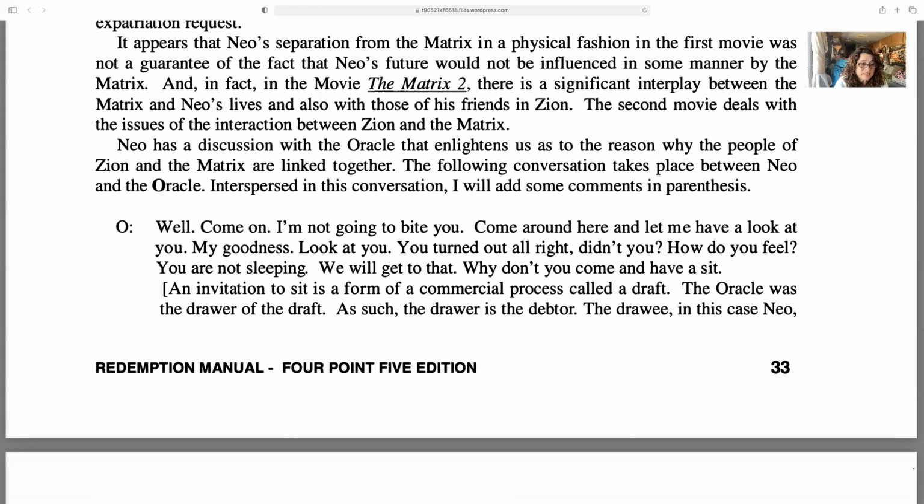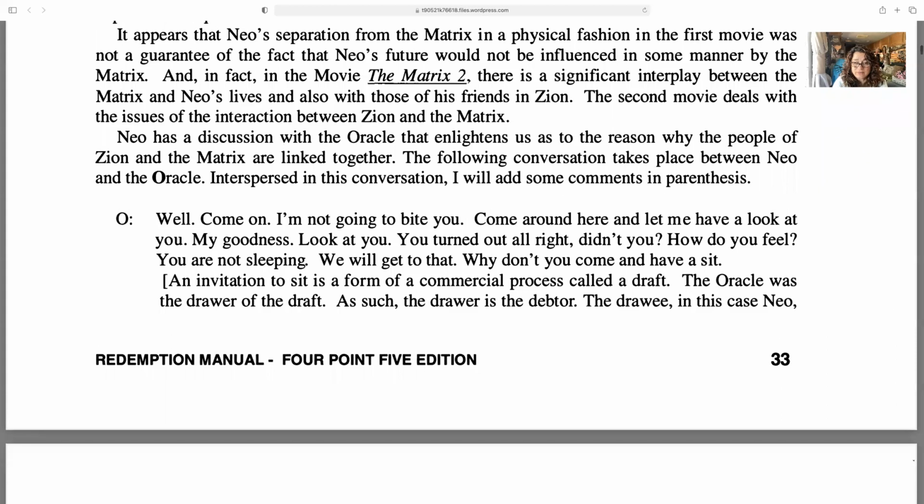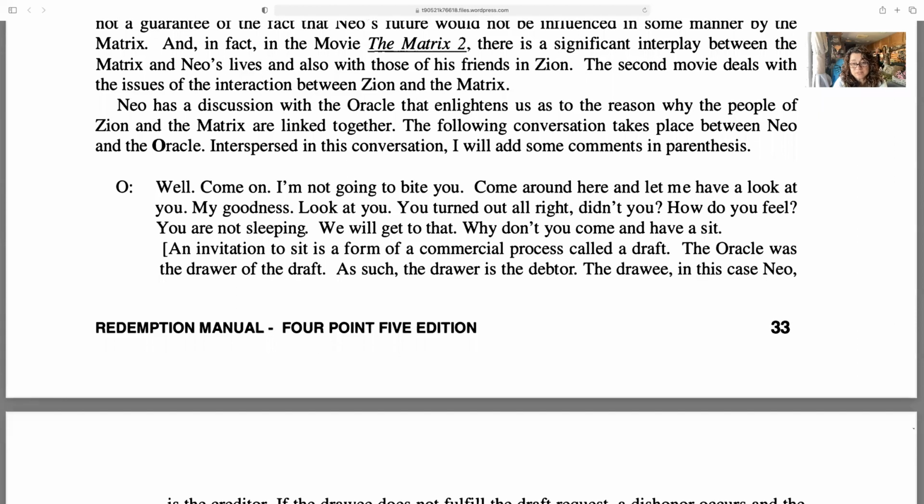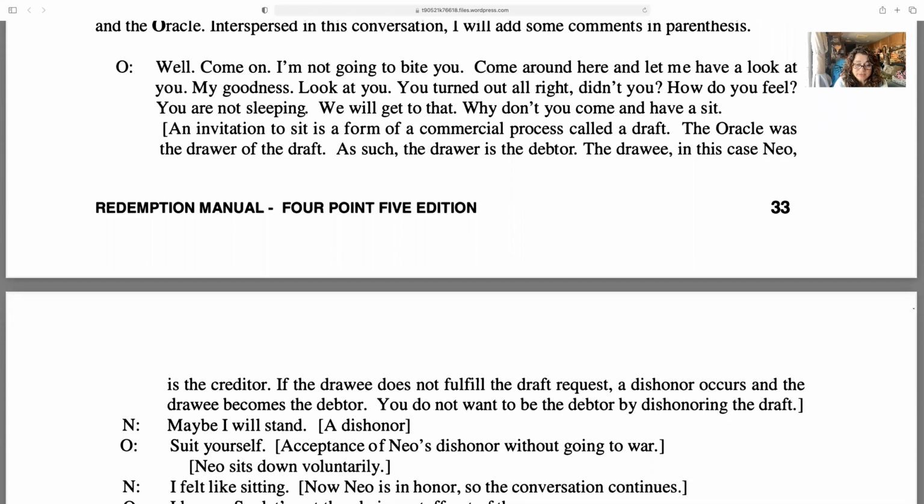Here's the parentheses. So an invitation to sit is a form of a commercial process called a draft. That's cool. The Oracle was the drawer of the draft. As such, the drawer is the debtor. The drawee, in this case, Neo, is the creditor. If the drawee does not fulfill the draft request, a dishonor occurs, and the drawee becomes the debtor. You do not want to be the debtor by dishonoring the draft.